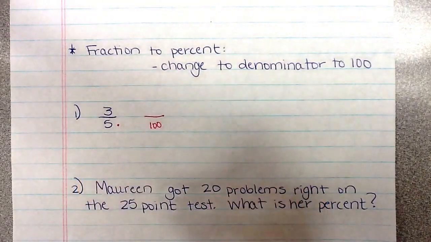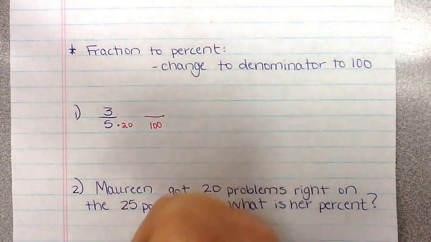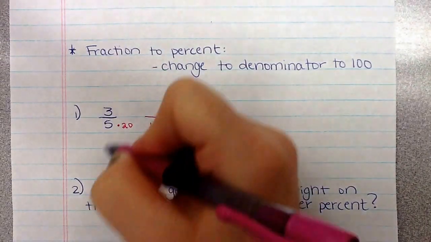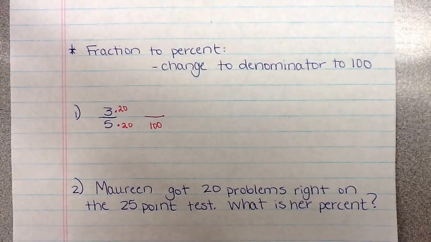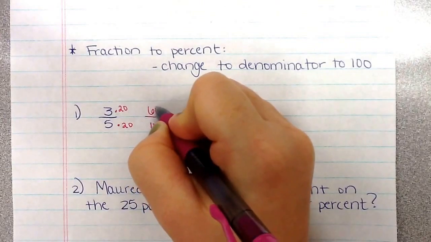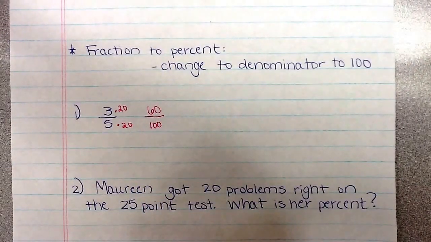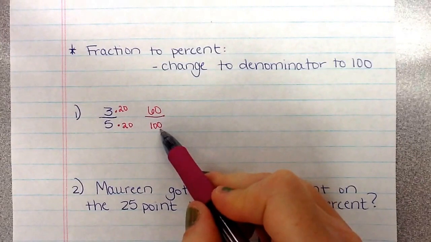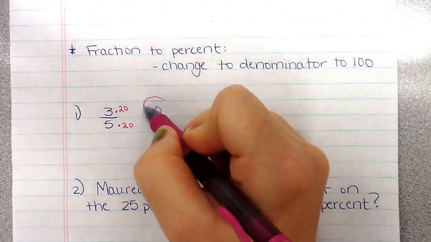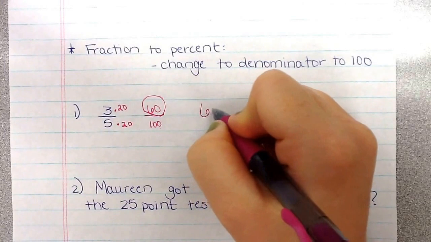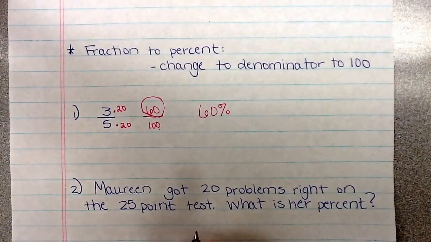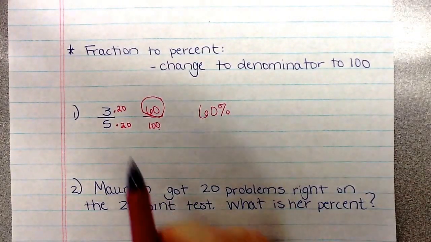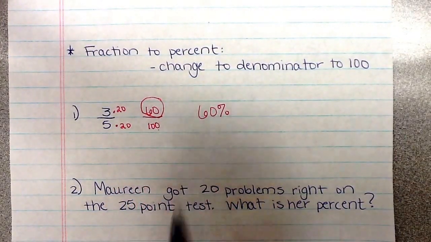5 times what is 100? 20. And what I do on bottom must do on top. 20 times 3 is 60. A percent is a number over 100, so our percent must be 60%. Change the denominator to 100. What you do on bottom, you must do on top, and there's your percentage.